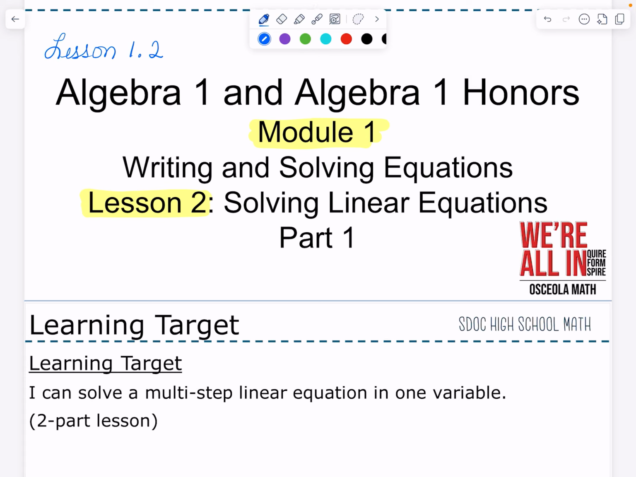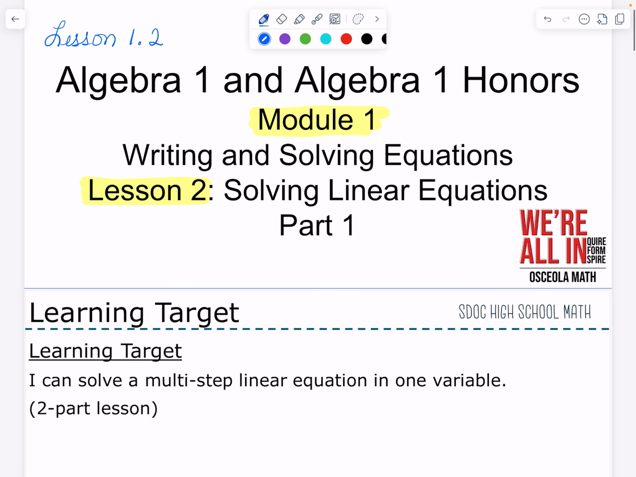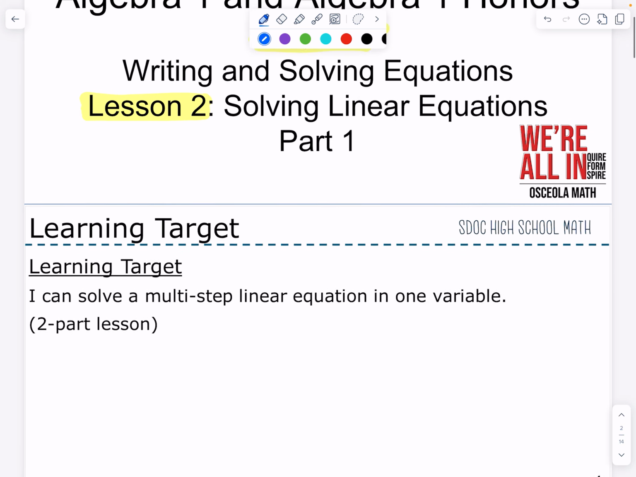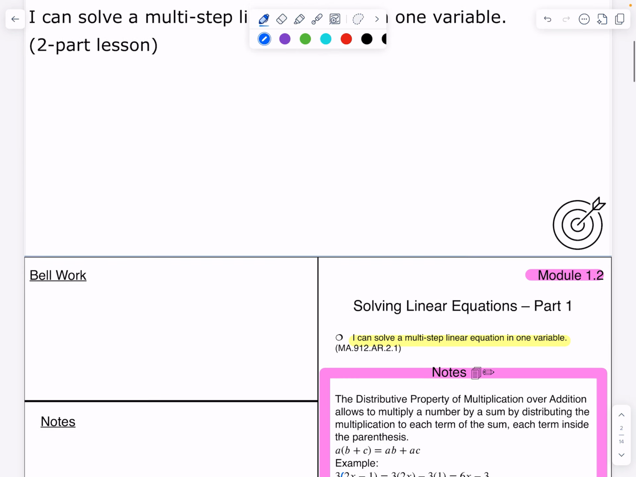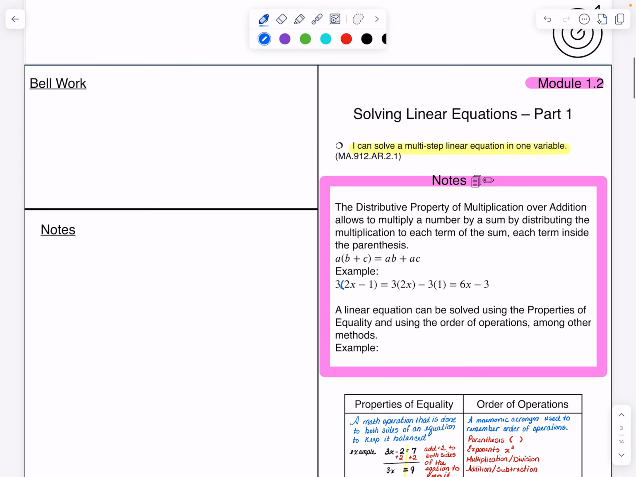Hey everyone, let's get started on our second video on lesson 1.2, solving linear equations part 1. Our learning target today is: I can solve a multi-step linear equation in one variable. Now typically the variable is going to be an x, but remember that it could be any letter or any symbol that they choose.